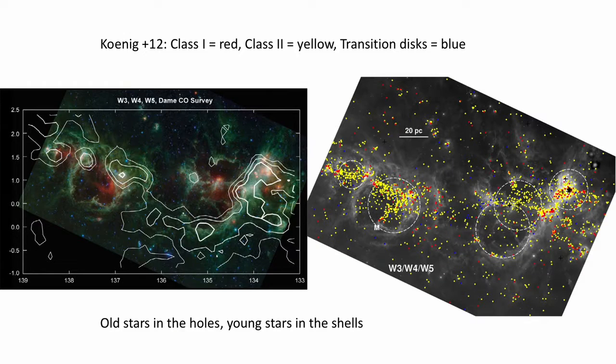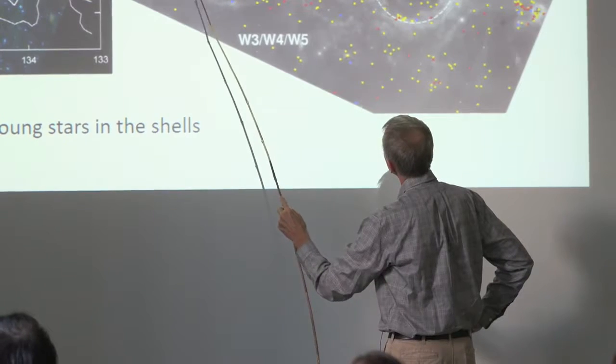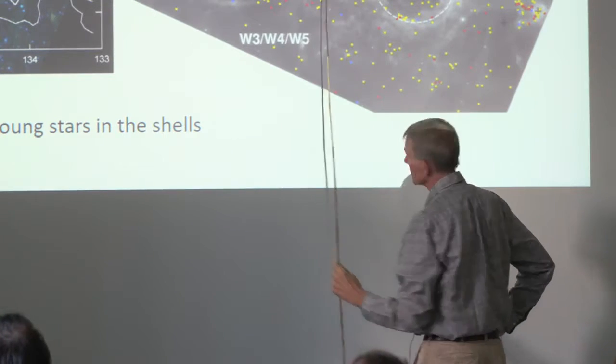Here's the molecular clouds. Here's W5, W4, W3 over here. And here are the clouds now in between the shells. The red is the young regions, the yellow are the old stars. And you can tend to see a concentration of the young regions around the edge and the old regions in the center.